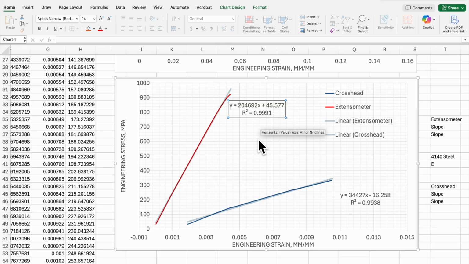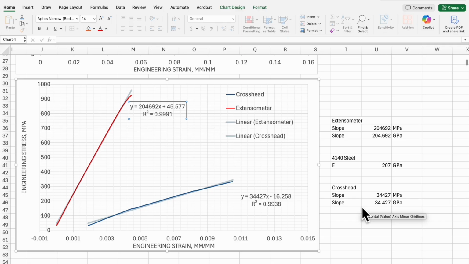The key characteristic that we want to look at, because we're interested in the slope, since that is the elastic modulus, is this number up here in front of the x. For the extensometer, we have 204,692. Again, the units are megapascal over nothing, so just megapascal. This is the slope in megapascals. And for the crosshead, we have 34,427 for the slope, again in megapascals.